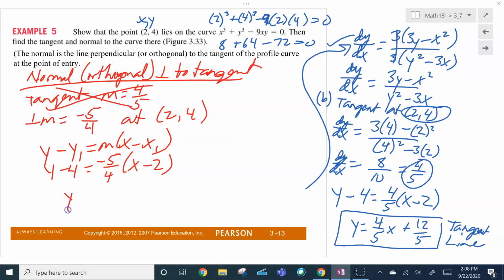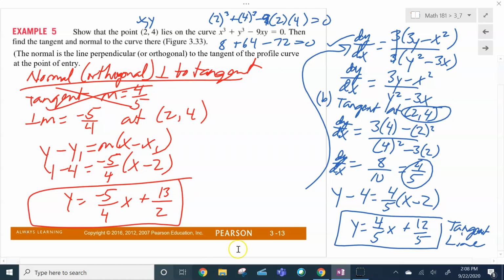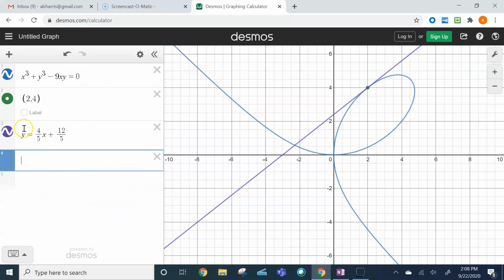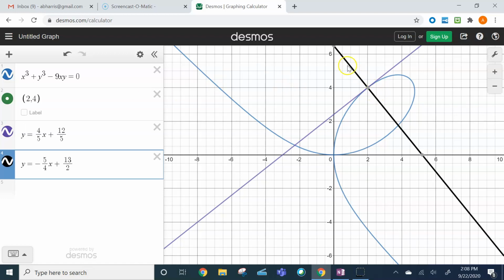Let's see, that'll be -5/4 x. Adding 4 gives 10/4 plus 4, so 13/2. So -5/4 x plus 13/2. And you see it there in black. There's our perpendicular.